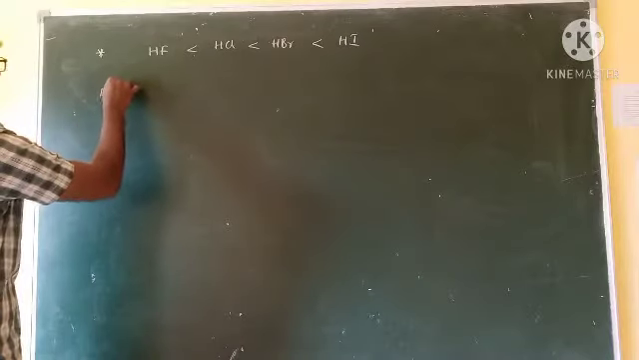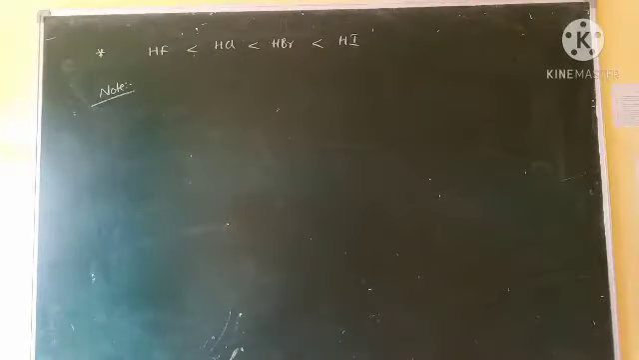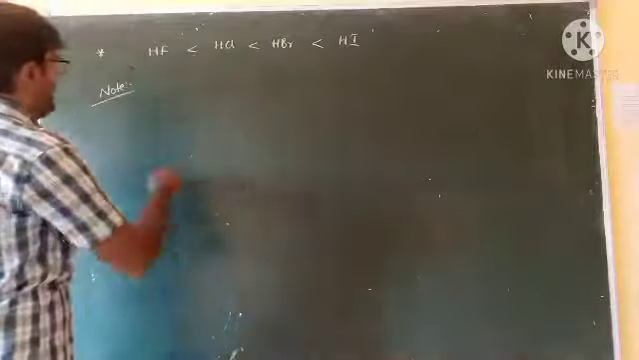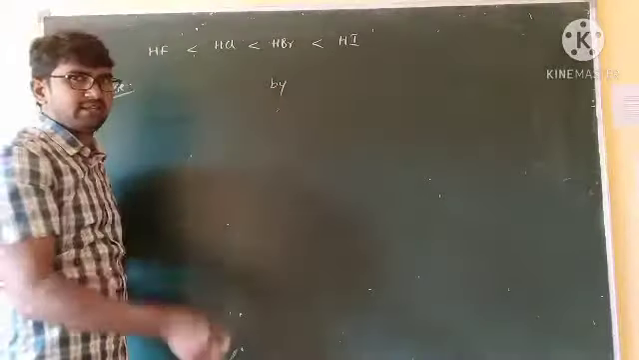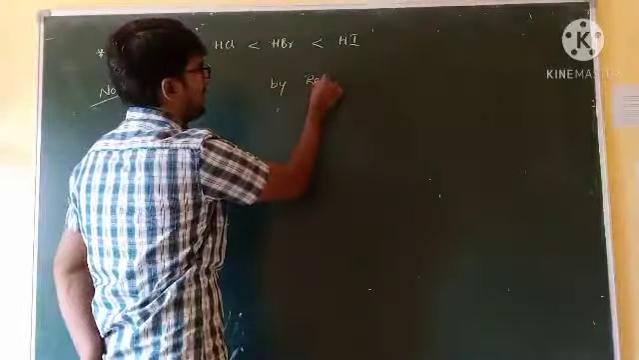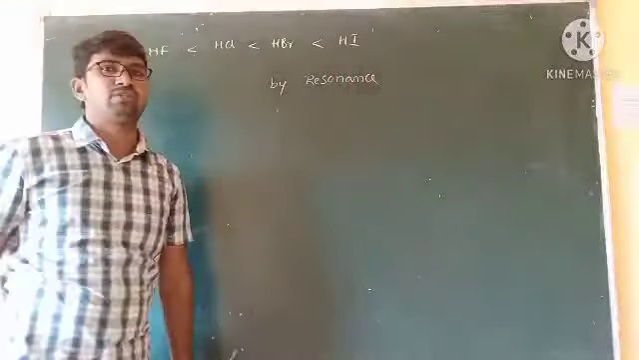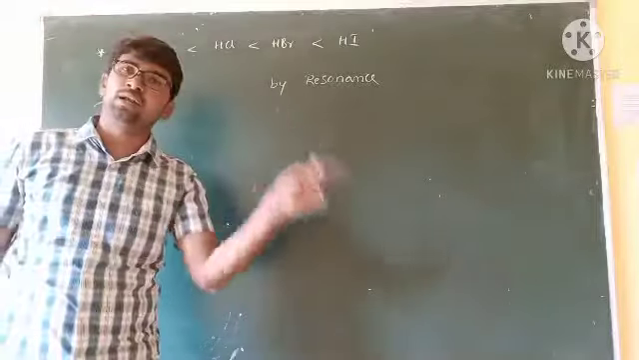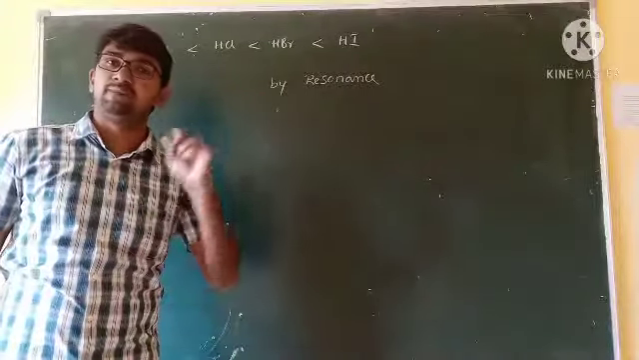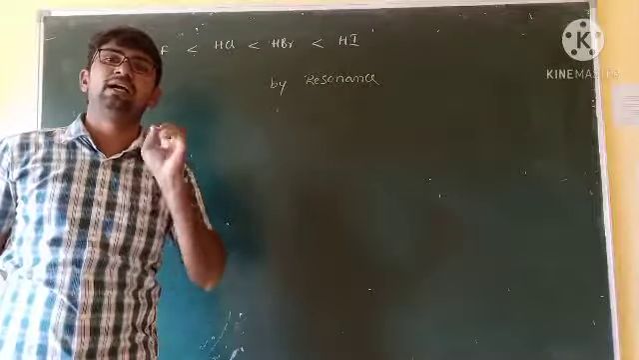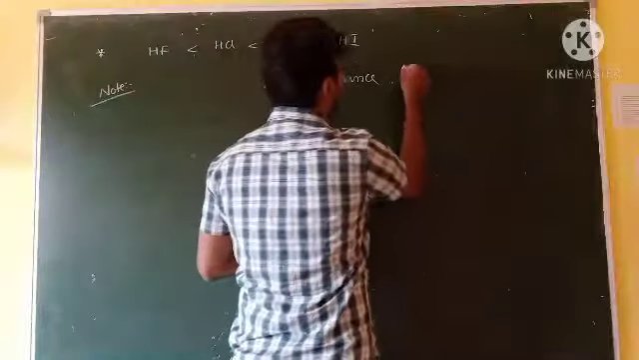Last one. Write the point. Bond length is affected by two factors. One is resonance. In the last class I already explained this one. If a molecule forms many resonating structures, the bond lengths are equal. Even though single and double bonds are present, the single and double bonds both show the same bond length due to the resonating structures. And one more, hyperconjugation.